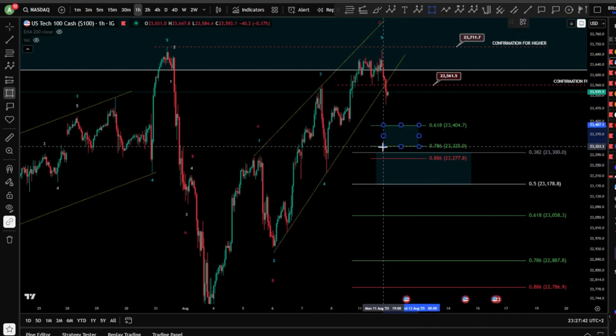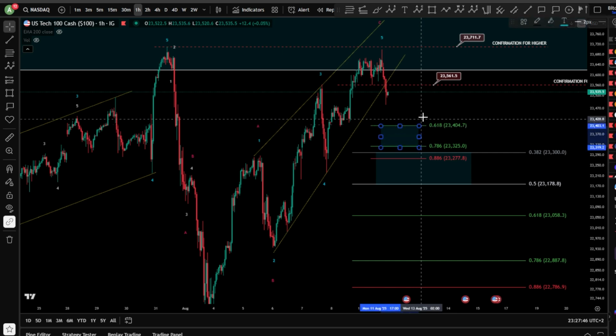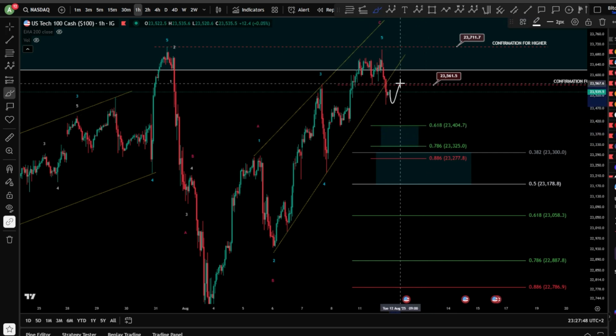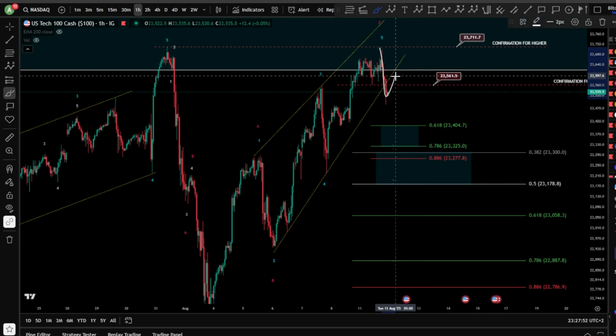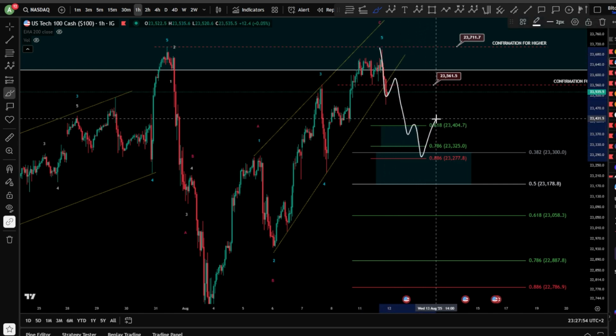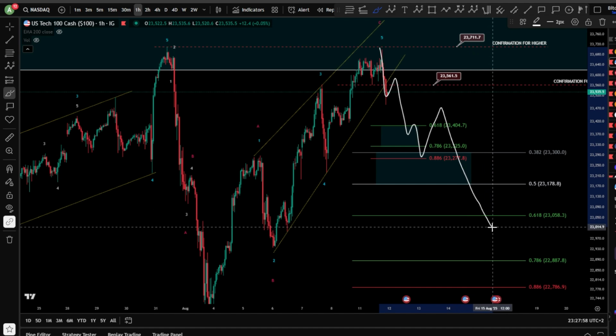Yeah, so I'm still looking definitely for higher. I'm interested in this zone to see what's going to happen. And we're going to check the reaction and take it from there. But I believe that this might be a little bit more impulsive. We might see at the 886 a retracement and then again another impulse toward the downside.